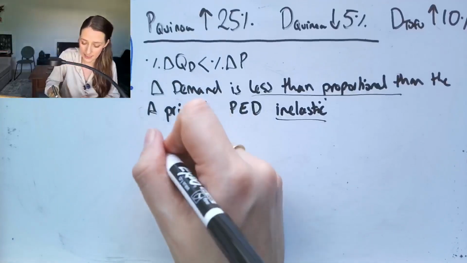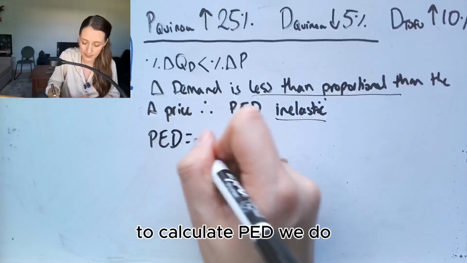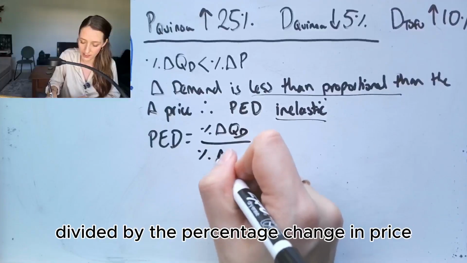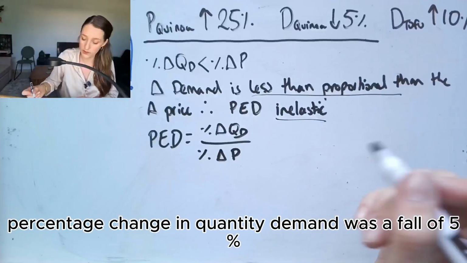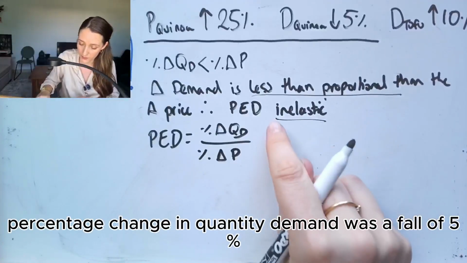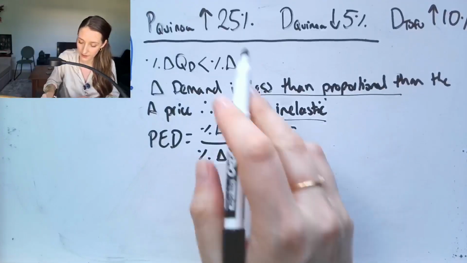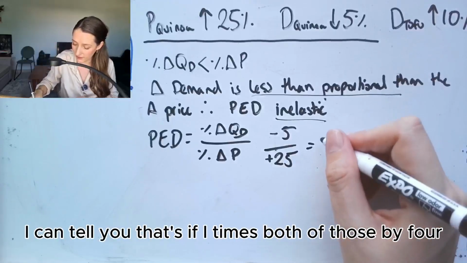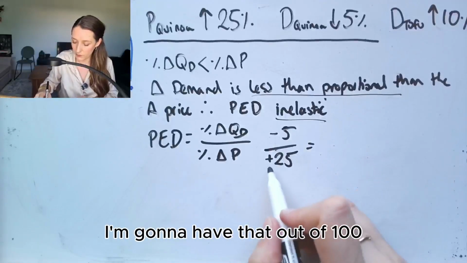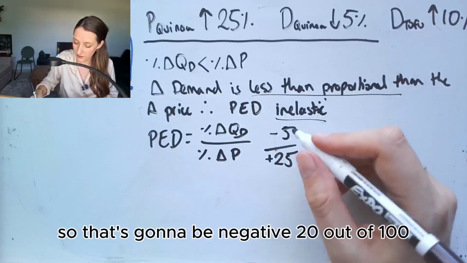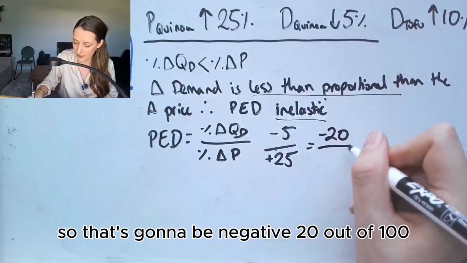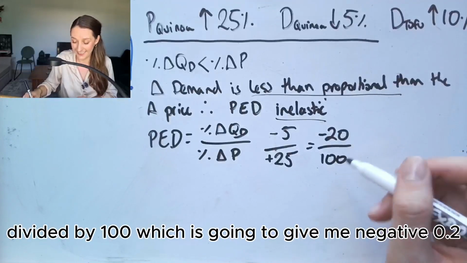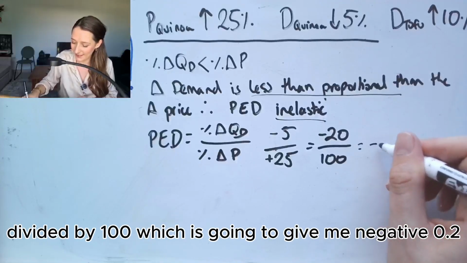Let's actually calculate PED. To calculate PED, we do the percentage change in quantity demanded divided by the percentage change in price. Percentage change in quantity demanded was a fall of 5%, so let's say that's -5, divided by positive 25. If I times both of those by 4, I'm going to have it out of 100, which gives me a percent. So that's going to be -20 out of 100. So that's 20 divided by 100, which is going to give me -0.2.